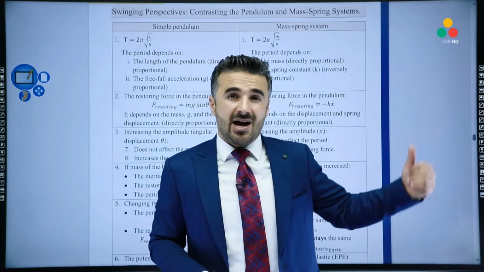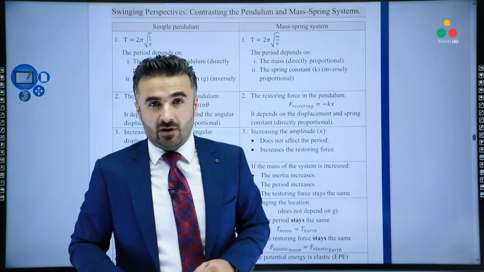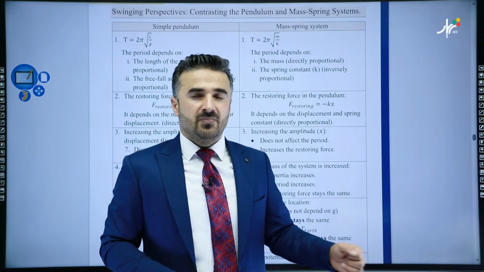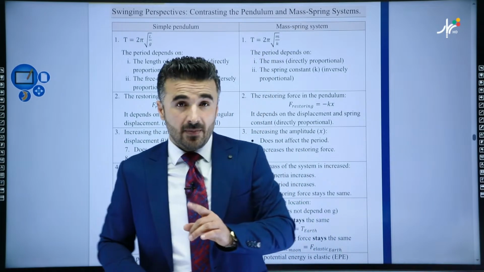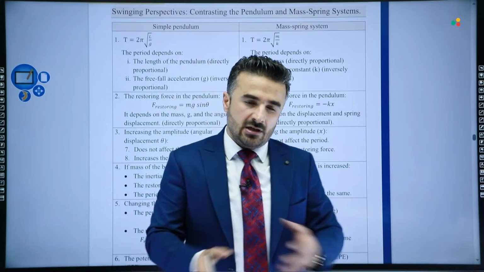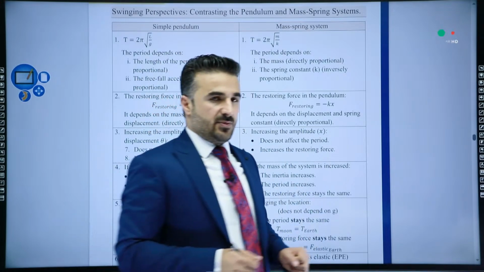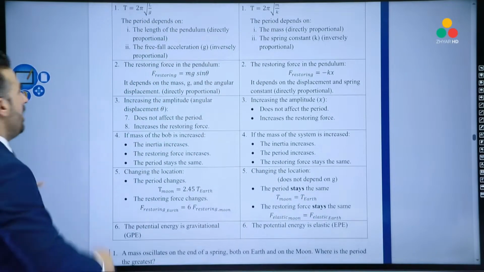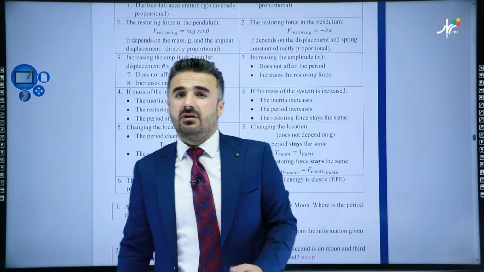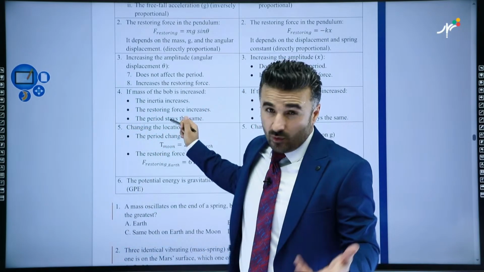While the restoring force in a mass spring system depends on the displacement and on the spring constant as well. So the stiffer the spring, the bigger the restoring force, and the bigger the displacement, the bigger the restoring force. But remember there was a negative, and this negative means the direction of the restoring force is always opposite to the displacement. What will happen if we increase the amplitude of a pendulum? That would have no effect on the period, so the period will stay the same.